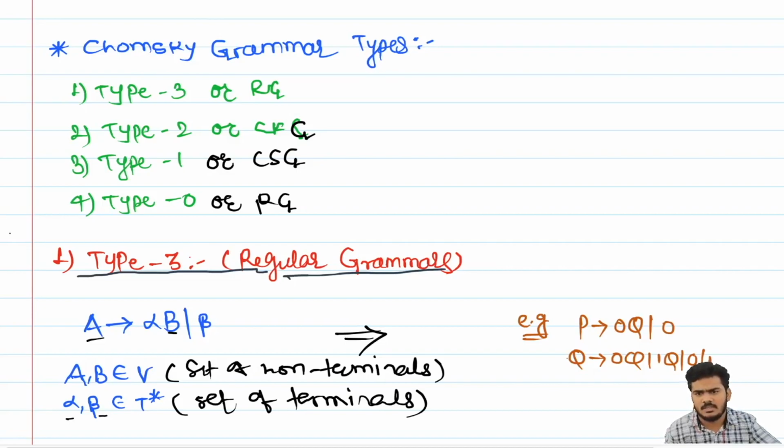An example is given: P produces 0Q. And then Q is producing 0Q or 1Q or 0 or 1. Basically this is a right linear grammar.